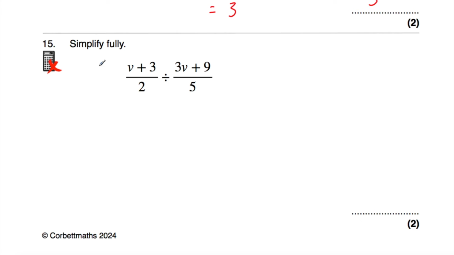Okay, let's have a look at question number 15. Question number 15 says, simplify fully v plus 3 over 2 divided by 3v plus 9 over 5. So in this question, what we're going to do is multiply by the reciprocal of the fraction we're dividing by.